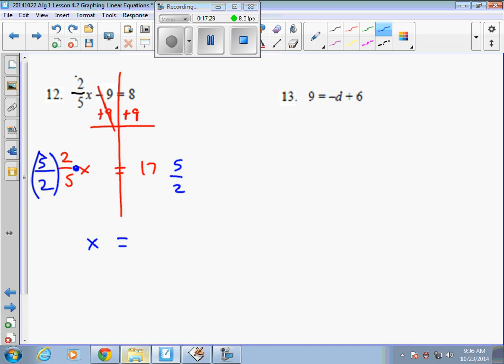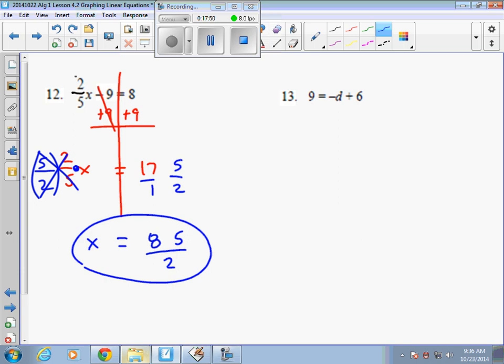Okay, it's going to cancel this out right here, and it's going to leave us with x. When you multiply straight across, 7 times 5 is 35. 5 times 1 is 5, plus 3 is 8, so 85. And 1 times 2 is 2. So 85 over 2 is, even though it looks really ugly, a simplified answer.